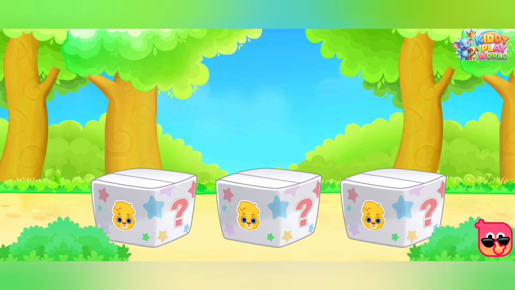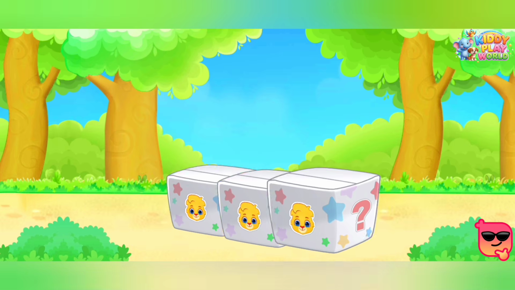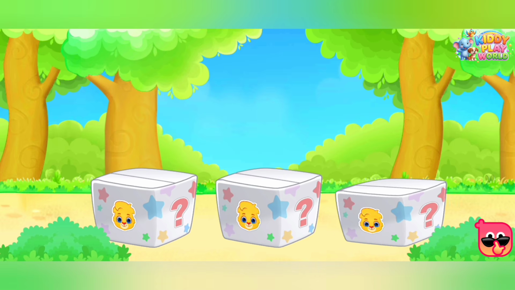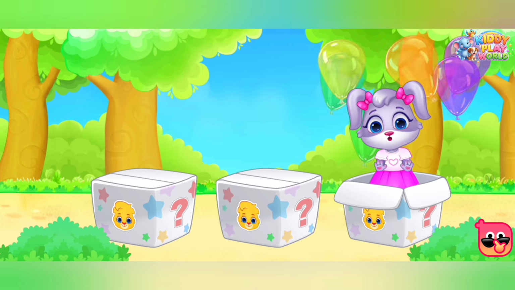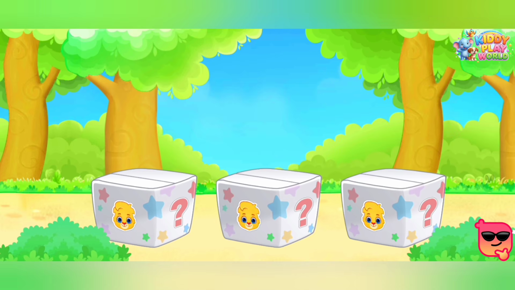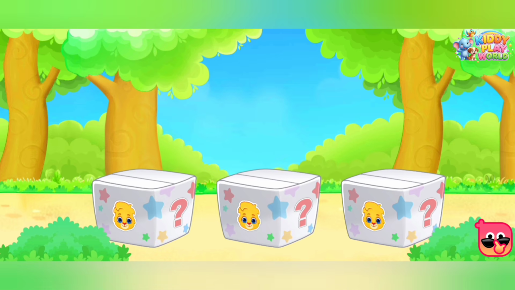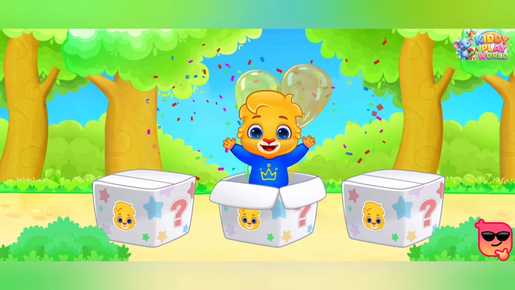I'm hidden in the box. Can you find me? Surprise!